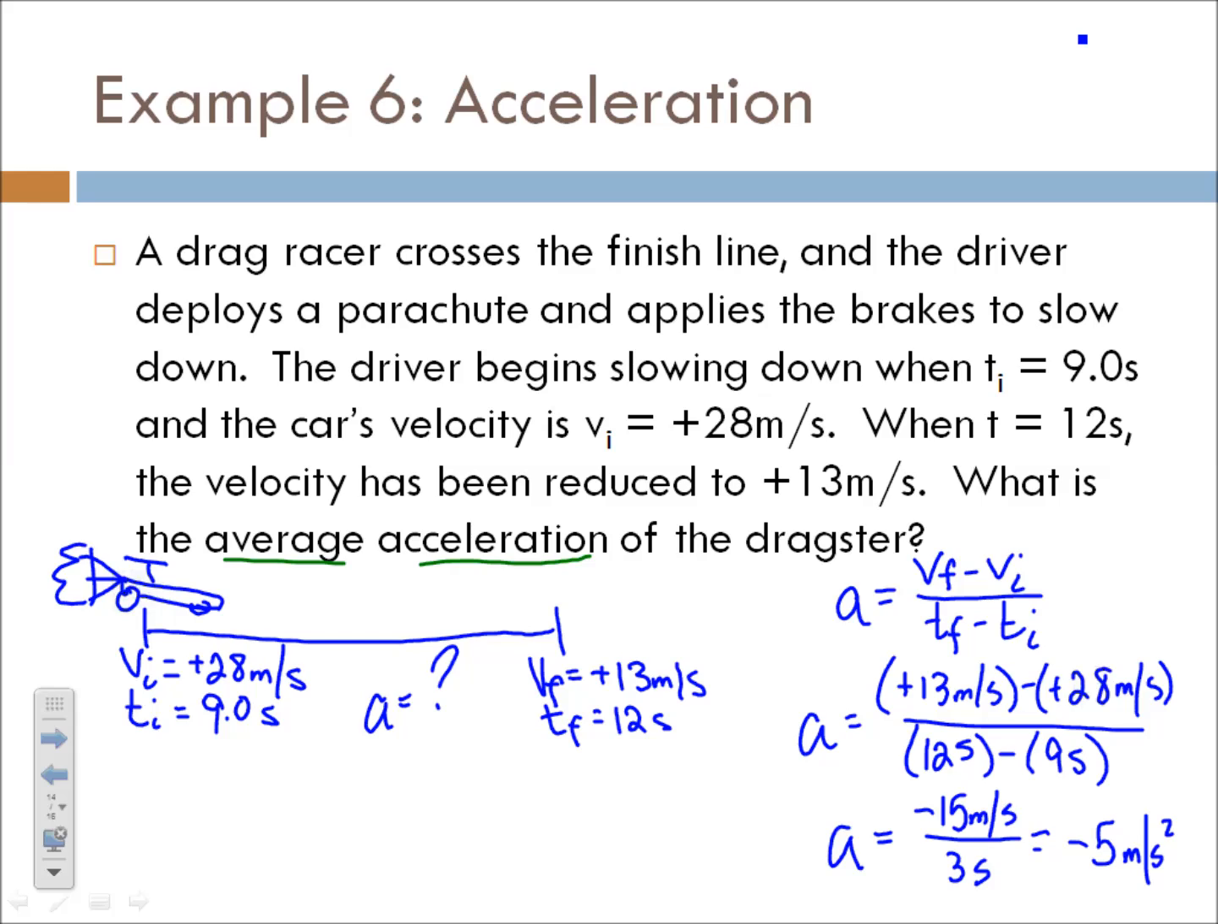And so this means that this car is going to slow down. Why is it slowing down? It has a negative acceleration, but its velocity is positive. It's in the positive direction, and acceleration is negative. That means we're going to have a situation where we slow down.